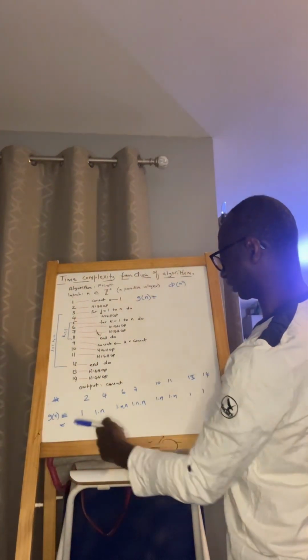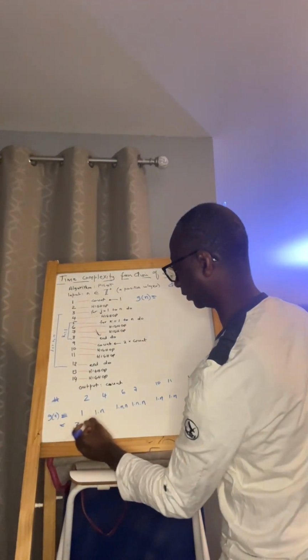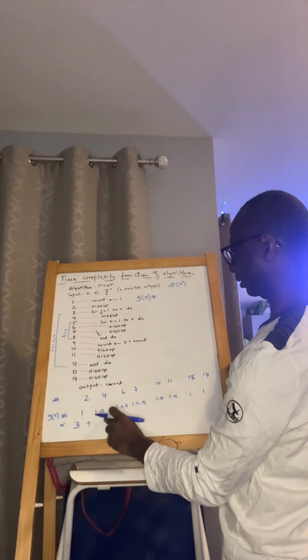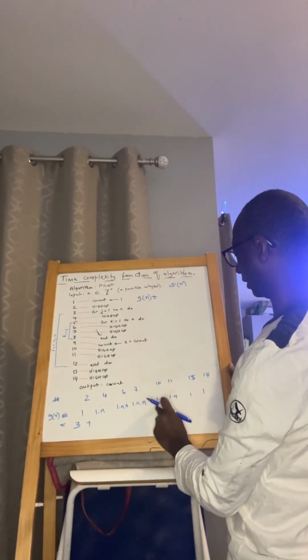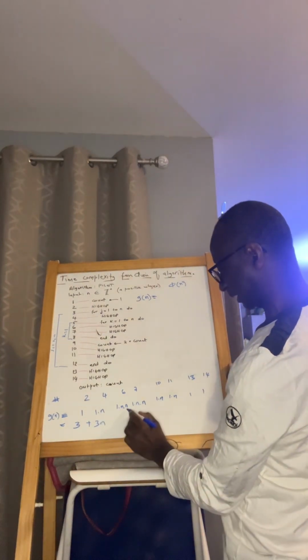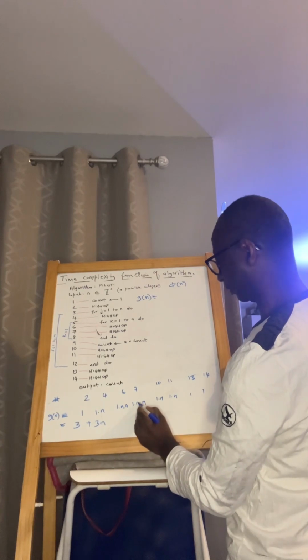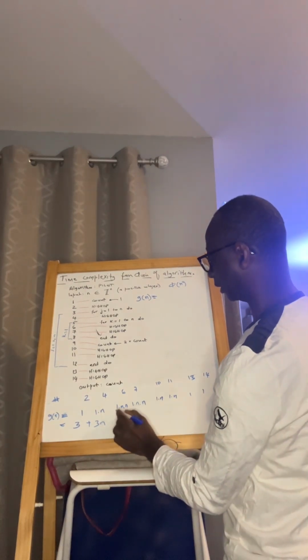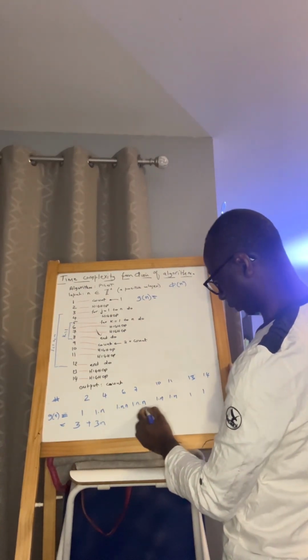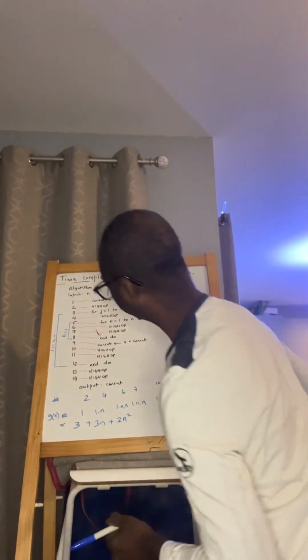You have the constants, 1, 2, 3, so 3, plus the n, 1n, 2n, 3n. You add them, so 3 n's. These are n squared. 1 times n times n, this is n squared. This again, 1 times n is n squared. So you have 1n squared plus another 1n squared, so you get plus 2n squared.